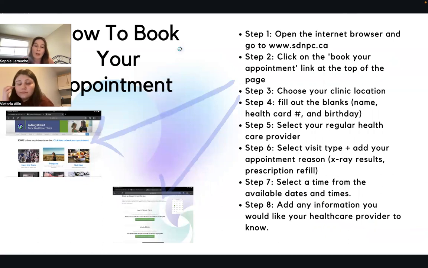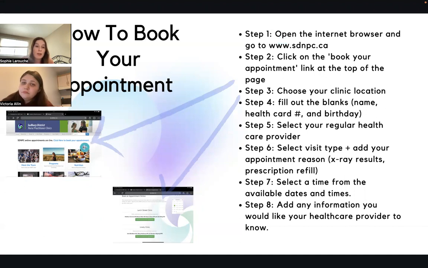All right, so how to book your appointment. So step one, similar as last time, you're going to open an internet browser, which is just the Safari or Google or anything like that. And you're going to type in this hyperlink seen right here. So that's www.sdnpc.ca. So you're going to type that right into the search bar at the top, and that should bring you right to the website. So once you get to the website, you're going to click on the book your appointment.